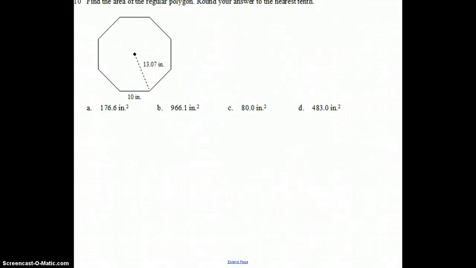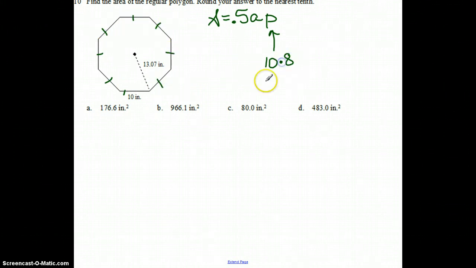Okay, find the area of a regular polygon. So on this one, I know I'm still following this formula. Perimeter is probably the easiest because my side lengths are 10 and I have 1, 2, 3, 4, 5, 6, 8 of them. But I don't know my apothem. So my job right now is going to be to find the apothem. So I'm going to add a couple lines here.